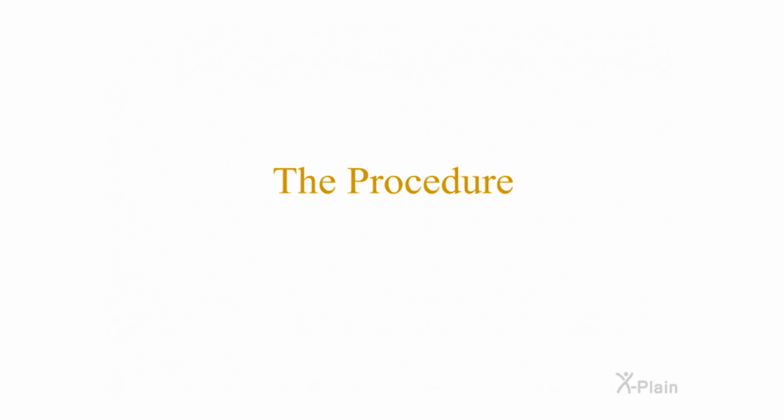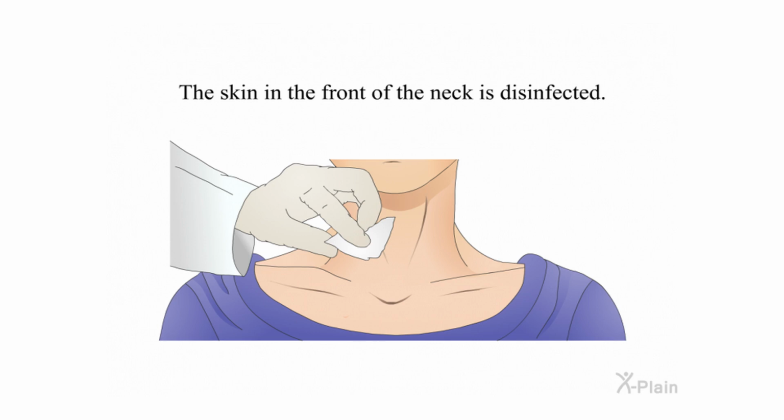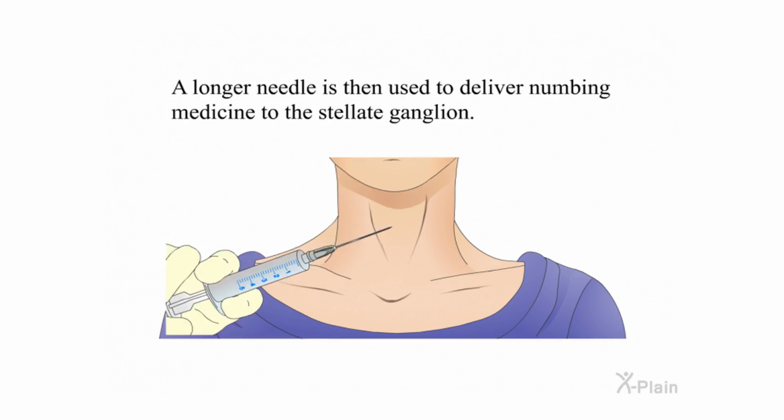The procedure. The aim of this procedure is to numb the stellate ganglion in the neck to alleviate pain in the arm. The procedure only takes a few minutes. The skin in the front of the neck is disinfected. A longer needle is then used to deliver numbing medicine to the stellate ganglion.